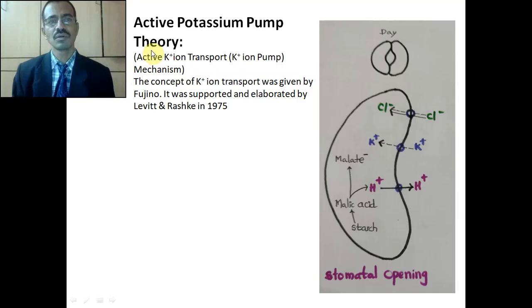So one more theory is called the active potassium pump theory. Active potassium ion transport mechanism it is also called. So the concept of potassium ion transport was first given by Fujino, and later it was supported and elaborately described by Levitt and Raschke in 1975.